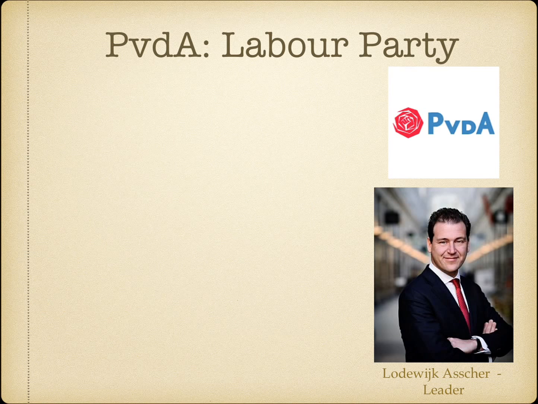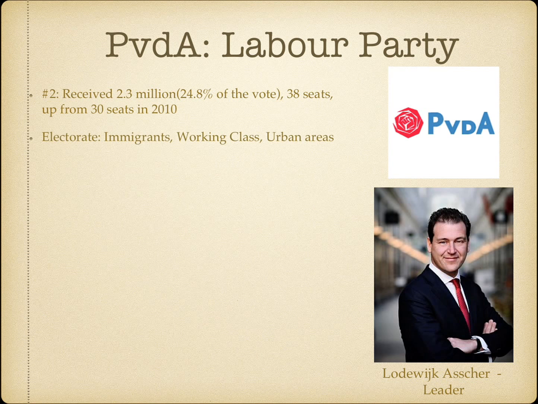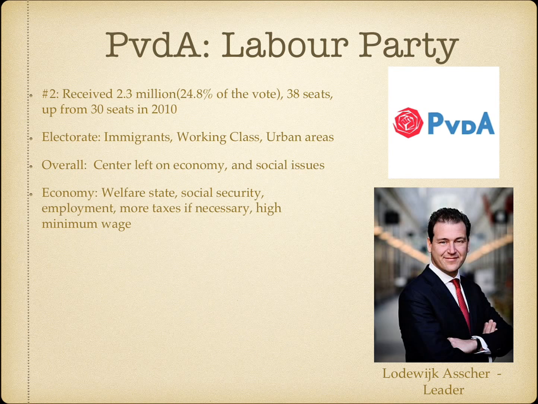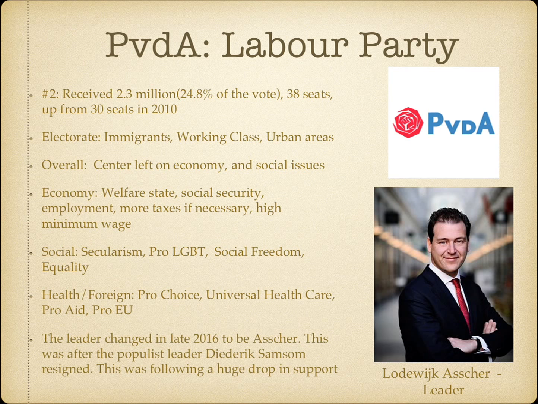Next is the Labour Party, which got 38 out of 150 seats. It appeals to the working class and urban areas. It is a typical center-left party. It promotes a welfare state with higher taxes and higher minimum wages. It is socially liberal. It supports the EU, and the popularity is declining, which resulted in a change of leadership.